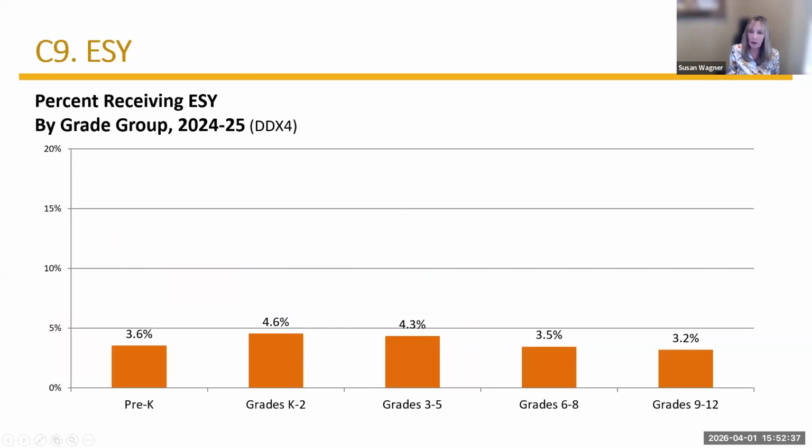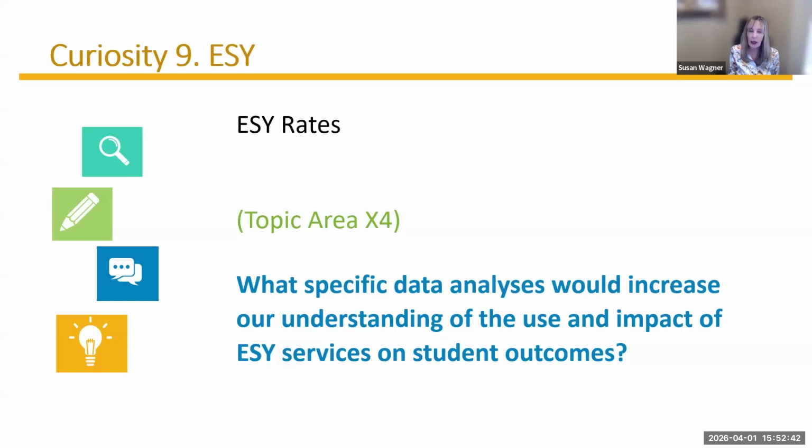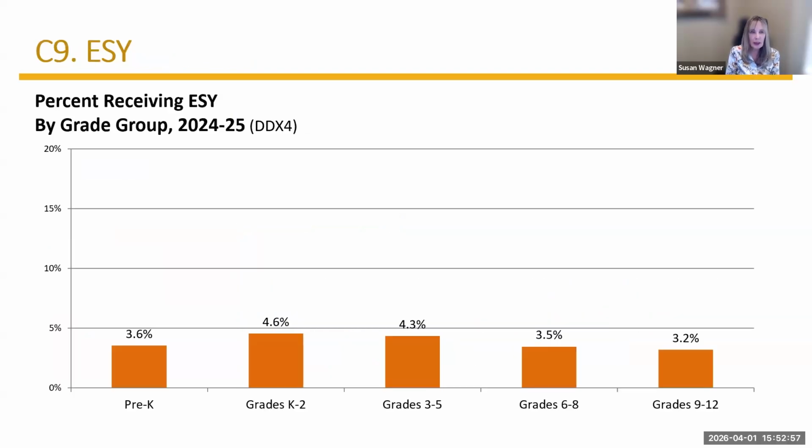So we have a few slides we want to share just to get a handle on ESY. And our question though is what specific data analyses would increase our understanding of the use and impact of ESY services on student outcomes? So this shows the percent receiving ESY by grade group. You can see that grades K through 2 are the most likely to receive ESY, 4.6%, and then it decreases to 3.2% in grades 9 through 12.